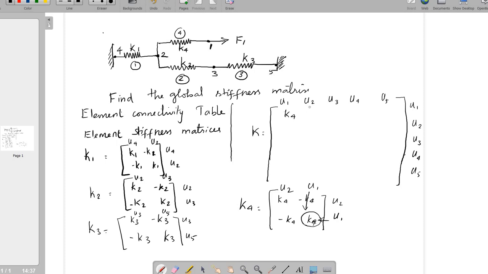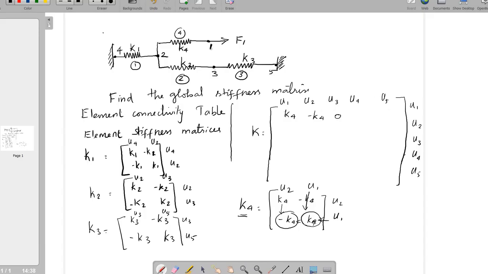The next value is U2 U1. Here the U2 U1 intersecting value is minus K4. Similarly, U3 U1. You search for the element U3 U1, but U1 is only present in the element stiffness matrix of K4. No other values for U1. So it is 0. There is no connection for node 3 and 1.